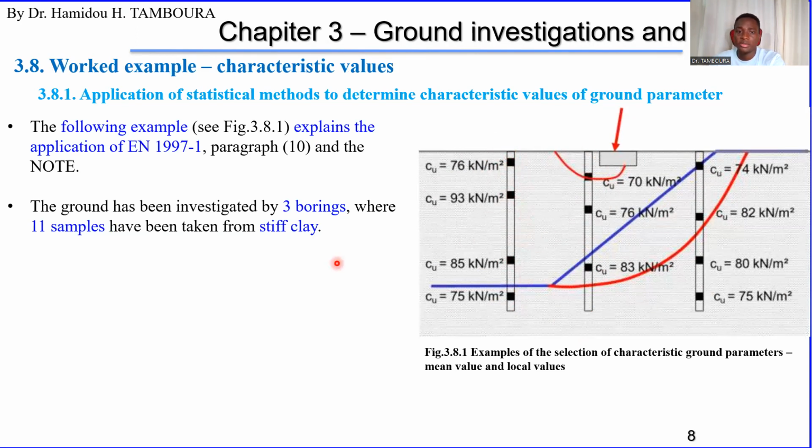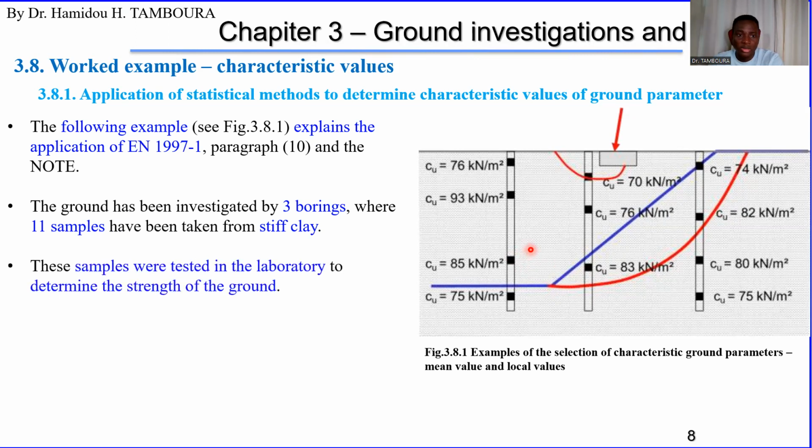The soil is clay, stiff clay. So what we want is to determine the undrained shear strength, the undrained cohesion.